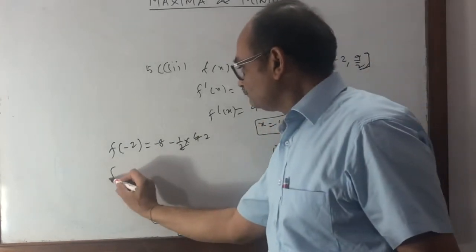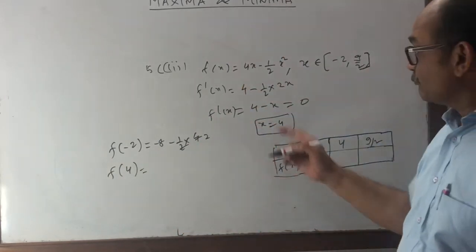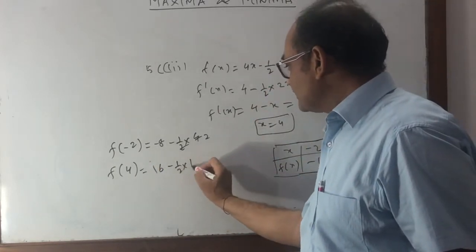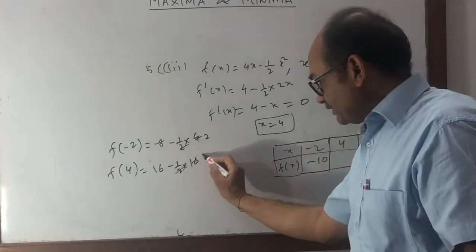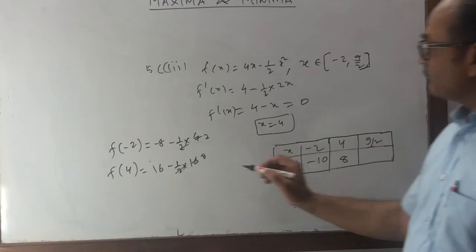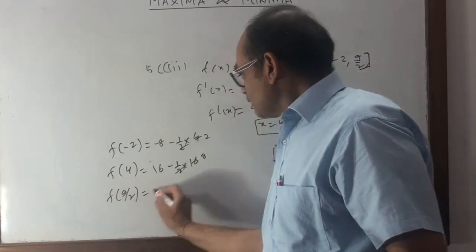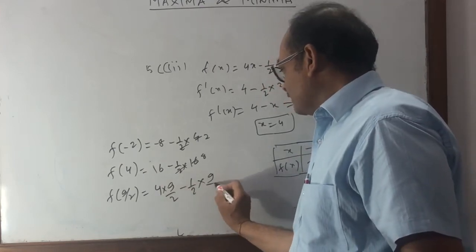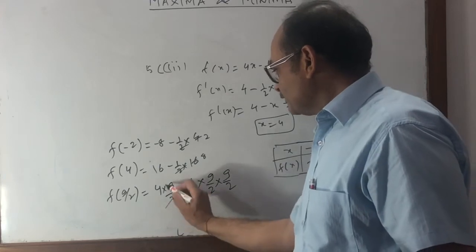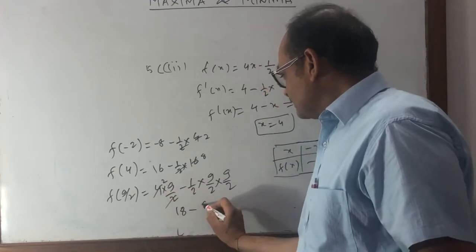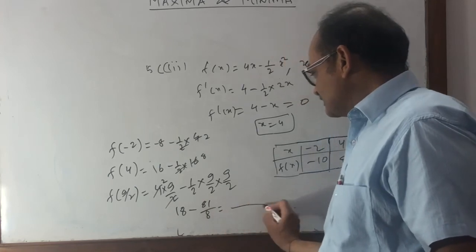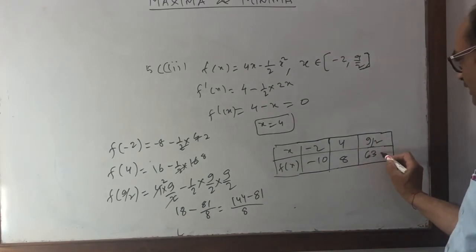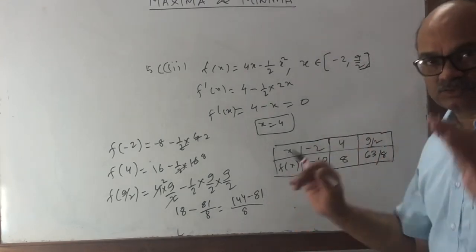Secondly, put 4. What are we getting by substituting 4? 16 minus half of 16. So it will become 8. And now last, 9 by 2. When we put 9 by 2, 4 into 9 by 2 minus half into 9 by 2 and 9 by 2. What are we getting? 2, 18 minus 81 by 8. Hence 8, 144 minus 81. That is 63 by 8.